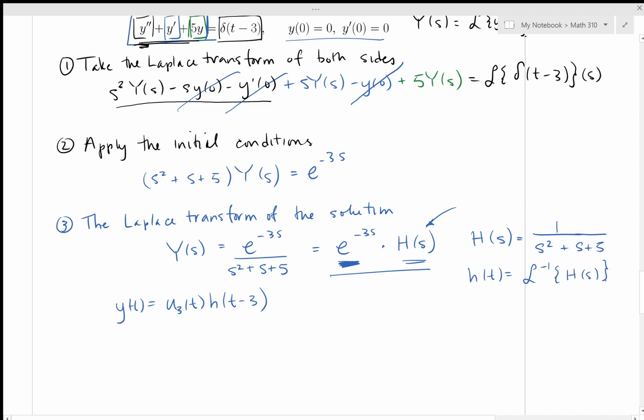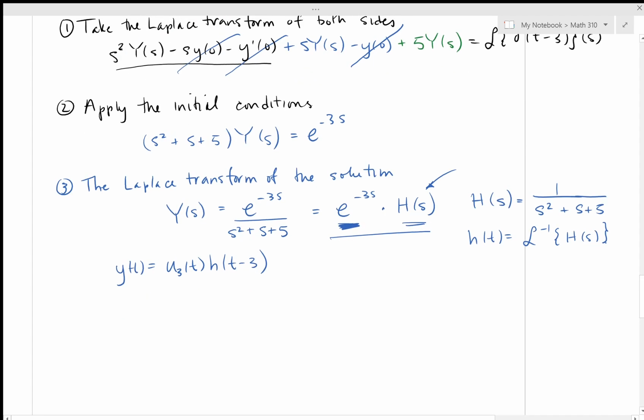Now, I have to figure out what the inverse Laplace transform of H of s is. I need to find h of t. I guess I'm on step 4 here in some sense. That is, find the inverse Laplace transform. I've sort of gone partway down that road, but I want to finish finding the inverse Laplace transform.